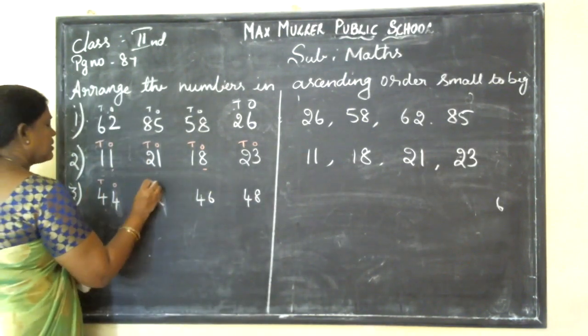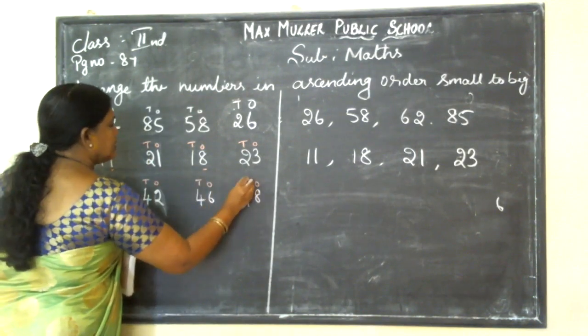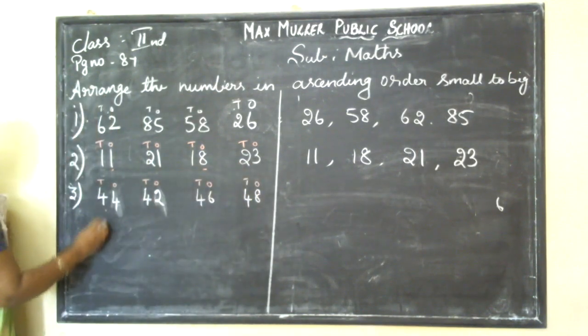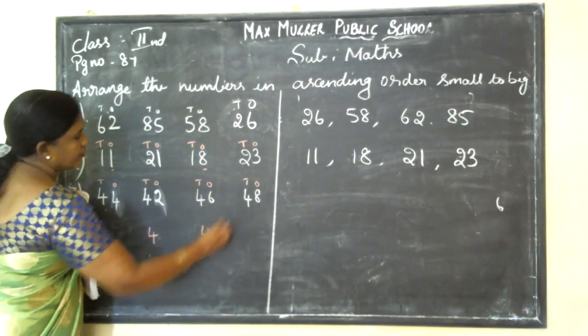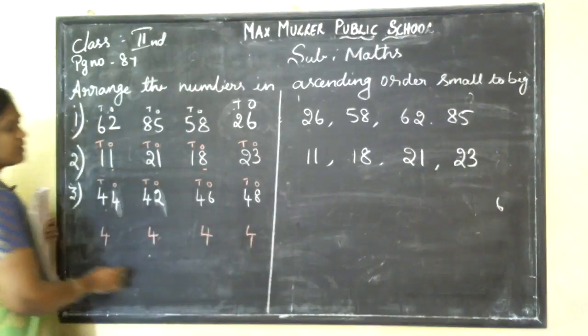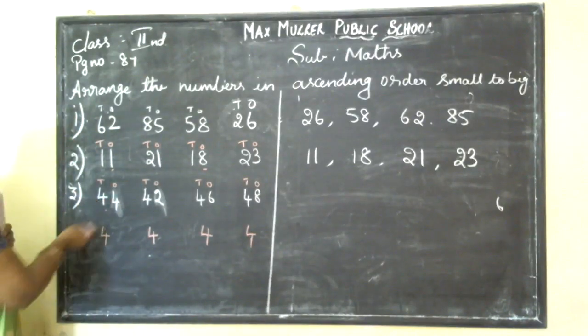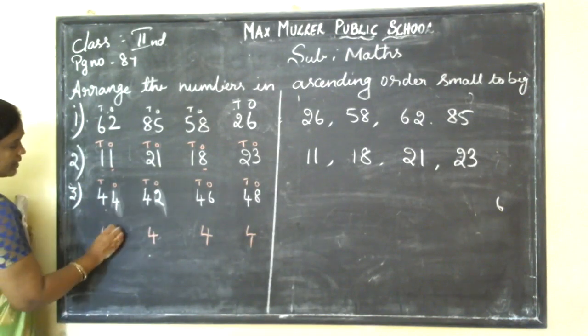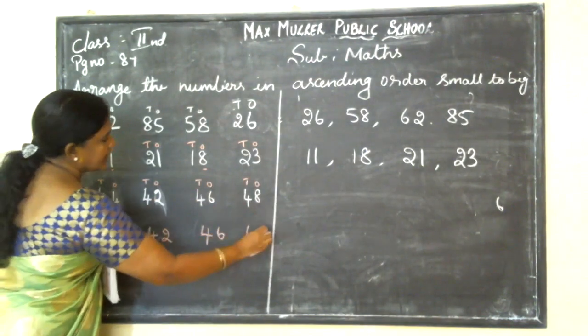See in this: ones, tens, ones, tens, ones, tens, ones, tens. In the tens place here 4, here also 4, here also 4, here also 4. In this number, all the tens are the same, so we will go to the ones number. Here 4, here 2, 6, 8.